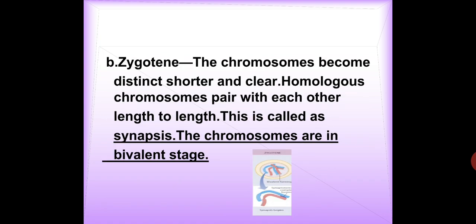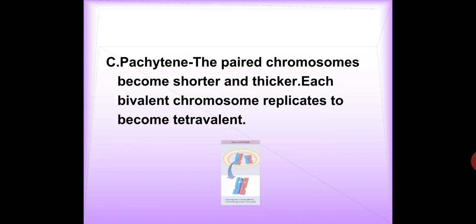Zygotene: chromosomes become shorter and clear. Homologous chromosomes pair with each other. This is called synapsis. The chromosomes are in the bivalent stage. Point to remember, homologous chromosomes pair with each other.